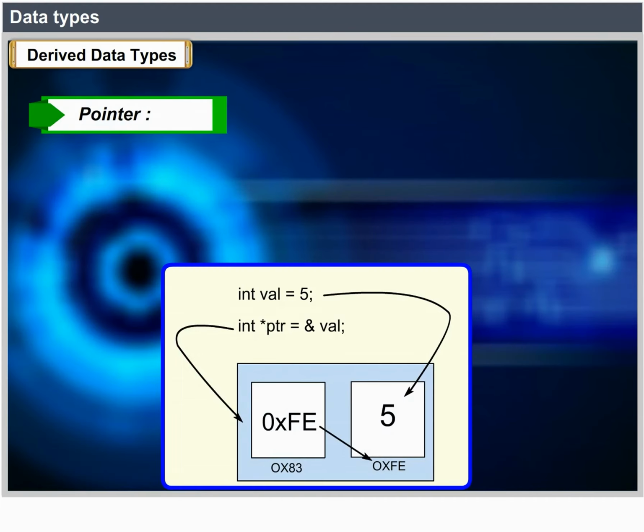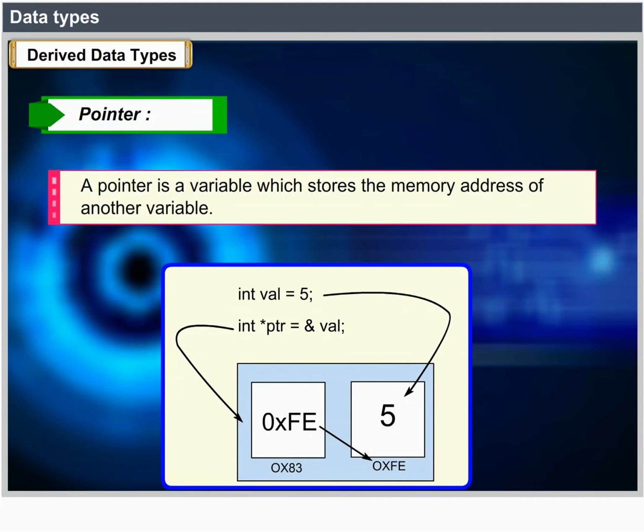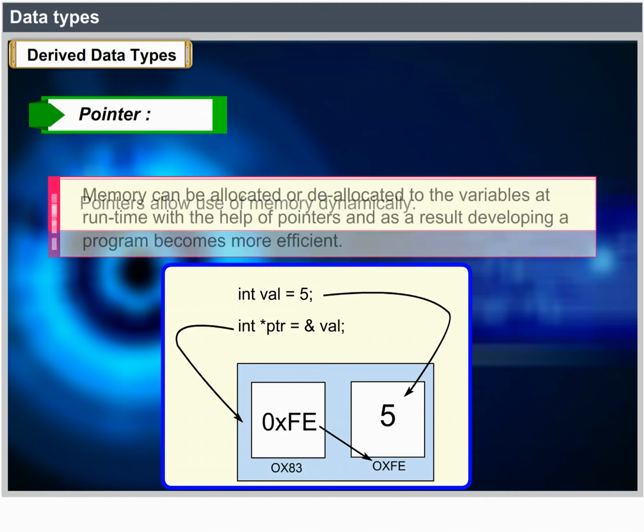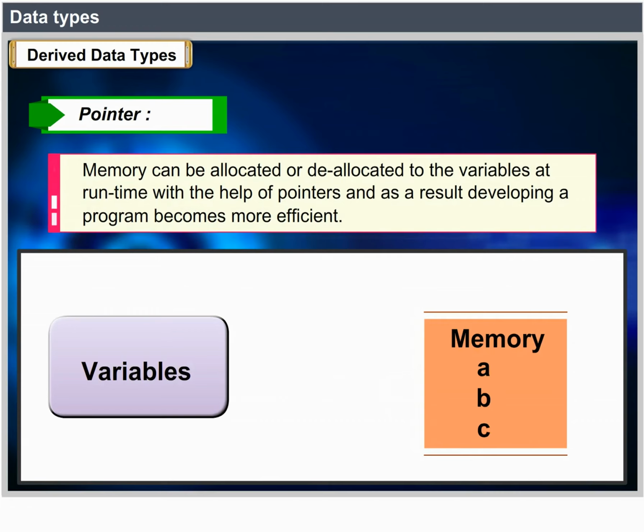Pointer. A pointer is a variable that can store the memory address of another variable. Pointers allow us to use the memory dynamically. That is, with the help of pointers, memory can be allocated or deallocated to the variables at runtime, thus making a program more efficient.